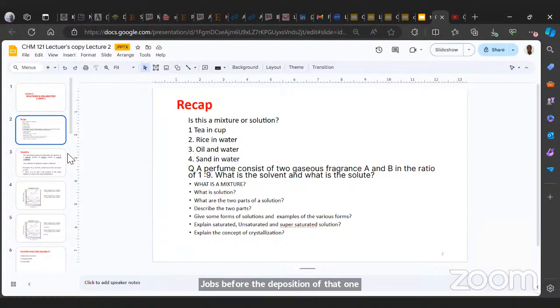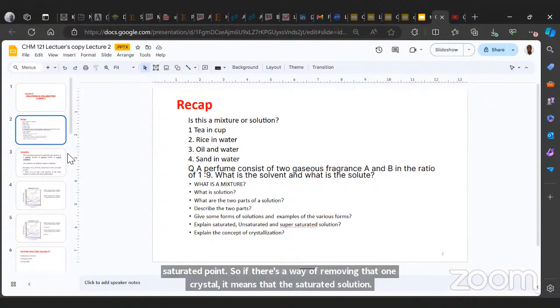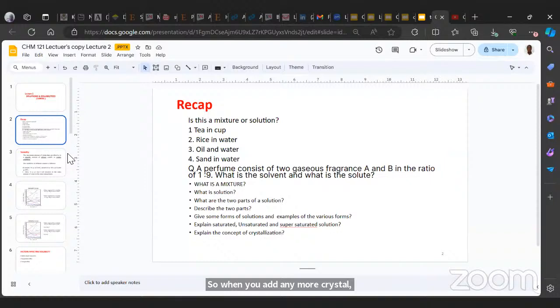So if there's a way of removing that one crystal, it means that is a saturated solution. When you add any more crystal, it won't dissolve. It is supersaturated. Any more crystal of sugar will just keep settling and piling and piling. So we have a supersaturated solution.